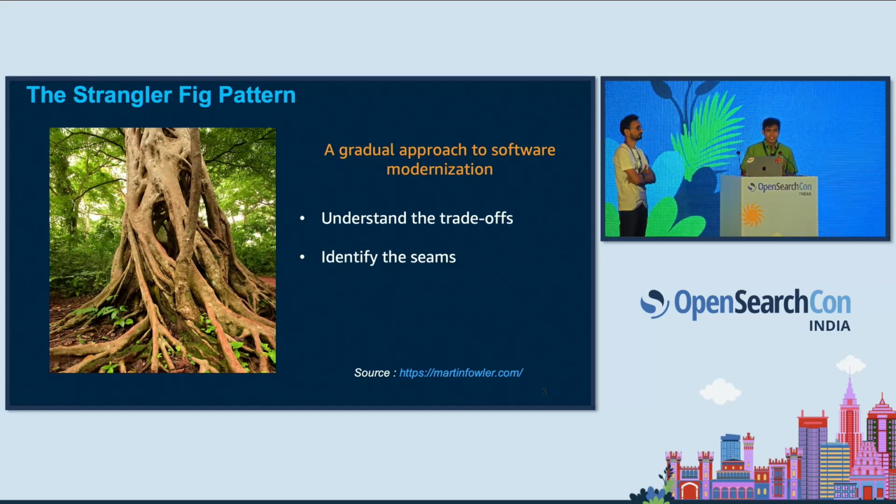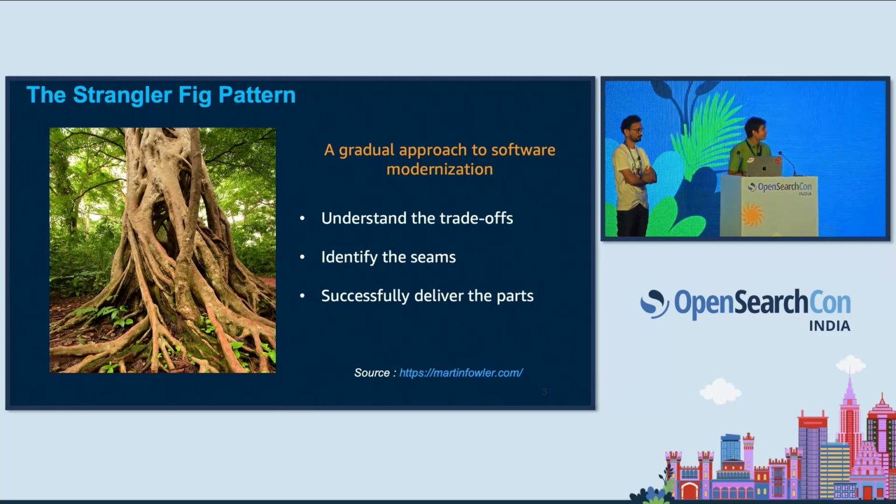Identifying the seams. By seams, we mean the existing extension points which the system supports. So we can replace the old system part by part till we are able to gain the confidence that it works exactly the same way, giving the same guarantees, right? The correctness, the durability, the consistency, all of it at the same time.